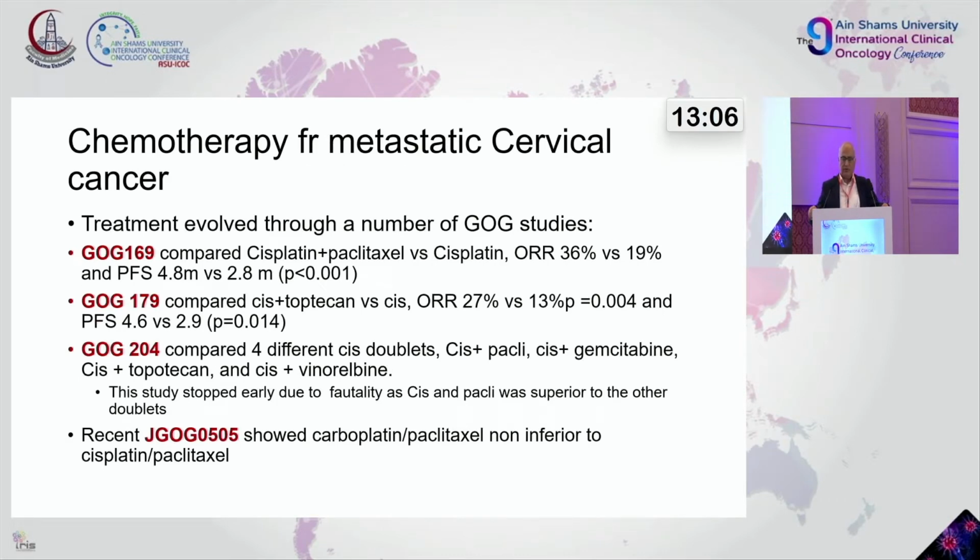Chemotherapy for metastatic cervical cancer evolved through a number of GOG studies. The first compared the doublet cisplatin paclitaxel versus cisplatin, and it was in favor of the doublet. Then we have another doublet, cisplatin topotecan versus cisplatin. Again, it was in favor of the doublet. Then we have a comparison of 4 different doublets compared with cisplatin paclitaxel, and this study was closed early because of futility, as cisplatin and paclitaxel was superior to the other doublets.